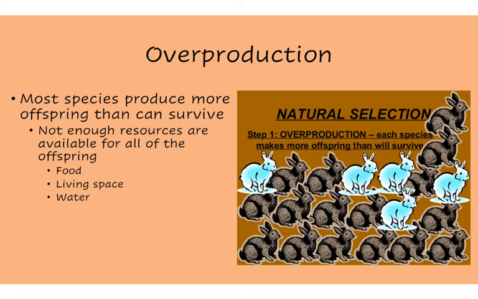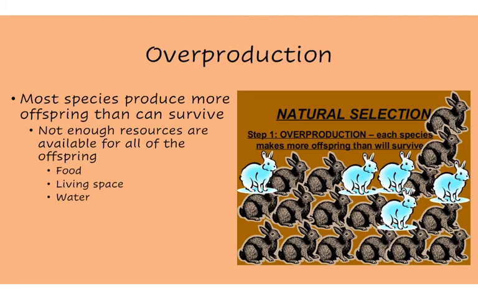All right, so the first factor that affects natural selection is this idea of overproduction. So what we know is that most species on Earth produce more offspring than can actually survive. So for example, snakes lay hundreds of eggs, and we know that not all of those snakes survive. We know that rabbits give birth to, let's say, 16 bunnies. That's not true. It's less than 16. It's like 8 or 10. Okay, they give birth to 8 or 10 bunnies, and not all of those bunnies are going to survive. And the reason is because there's not enough food sources available for all of those bunnies, there's not enough living space for all of them, and there's not enough water.